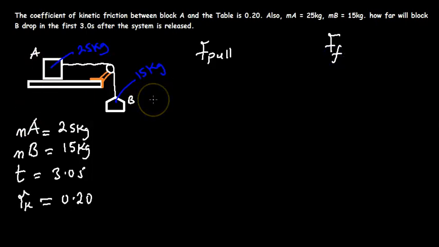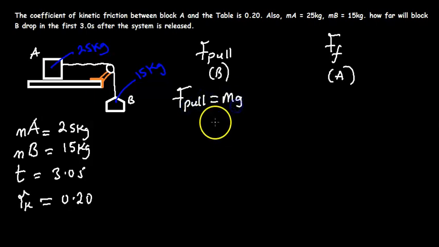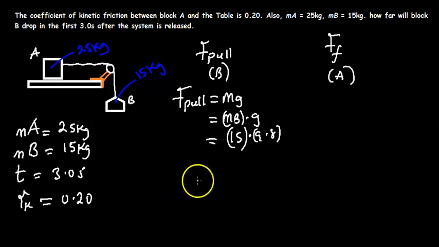Between A and B, which one is our F pull? Notice that the B block is the one which we are pulling upward, and this is going to be B. And the friction is going to be from A. Therefore, the equation is F pull is simply going to be mg, specifically mb multiplied by g. Therefore, what is the value of our mb? mb is going to be 15. If you multiply 15 by 9.8, this is simply going to be 147.15 Newton.